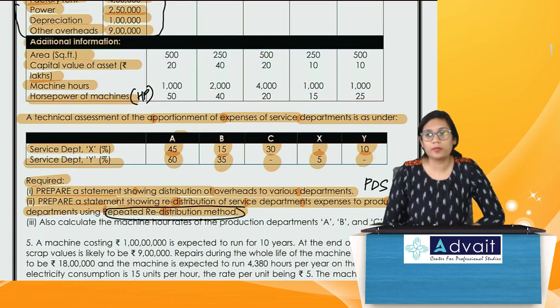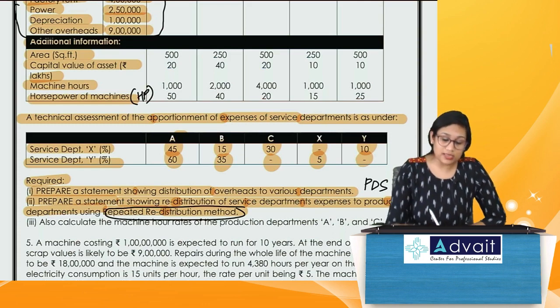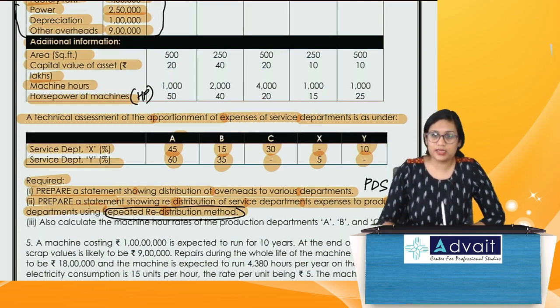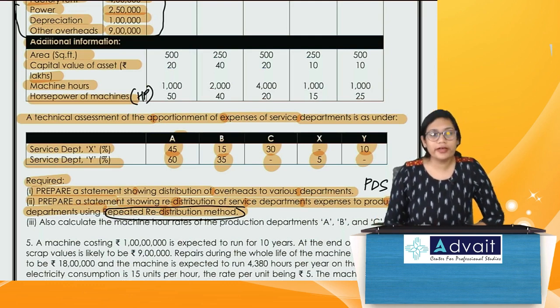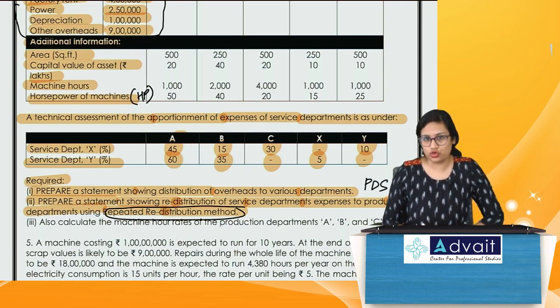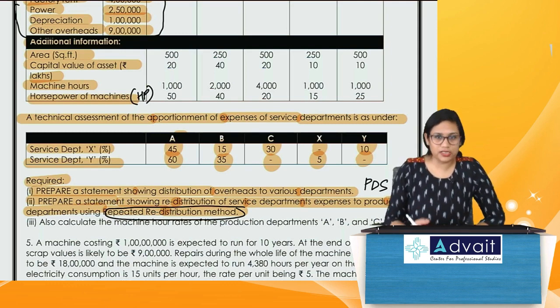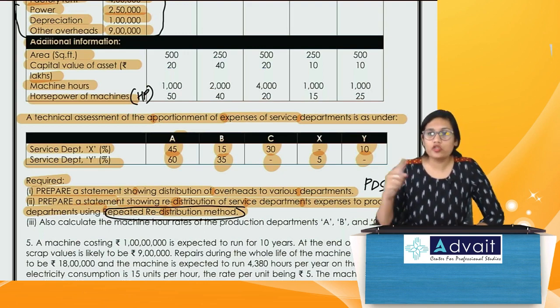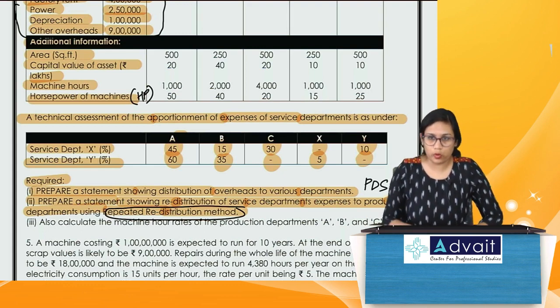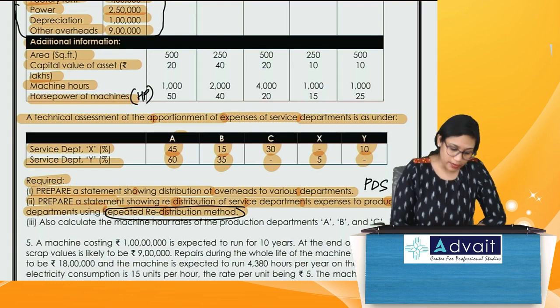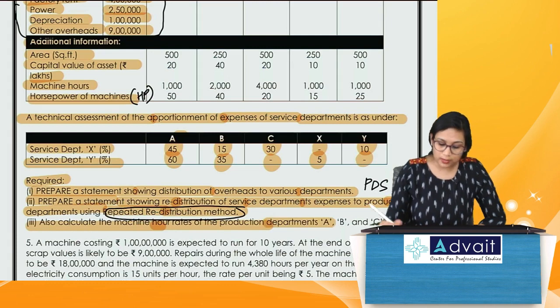So we have to use repeated redistribution here, because this is the reciprocal method. X is serving Y, Y is serving X. We could have used simultaneous, but in the question they have clearly said use repeated redistribution. So this is a new method that we haven't studied. We have done the direct method, the step ladder method, and the simultaneous equation method. This is the last method which was left over, which we're going to study in this particular problem. Next, also calculate the machine hour rates of the production departments A, B, C.